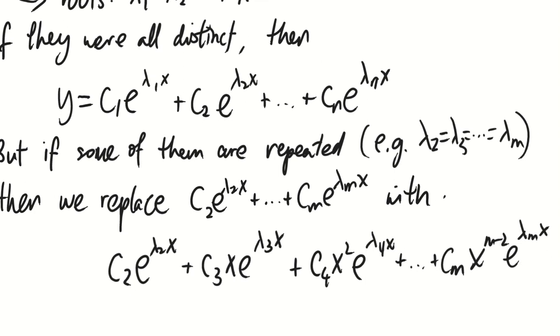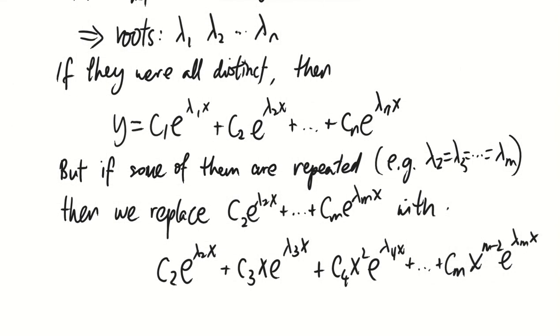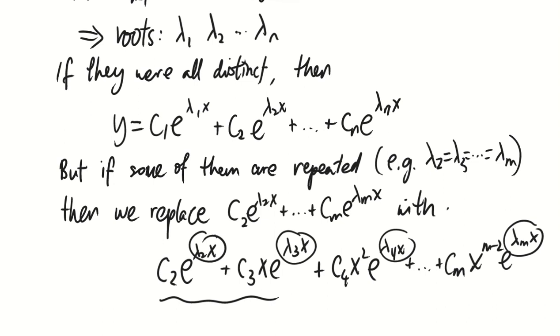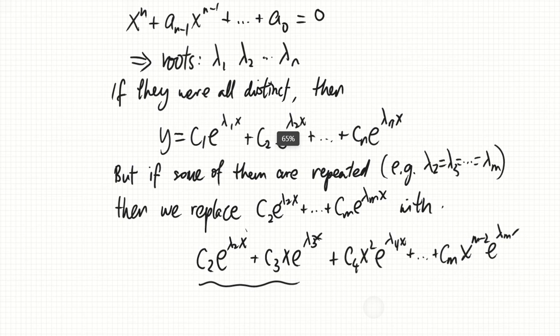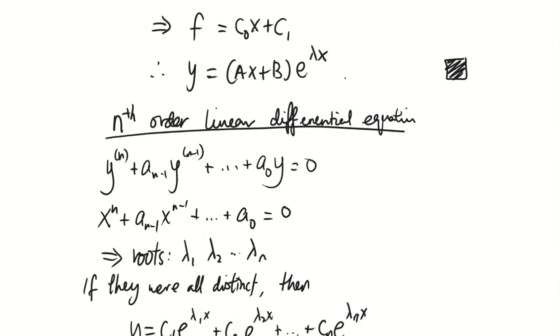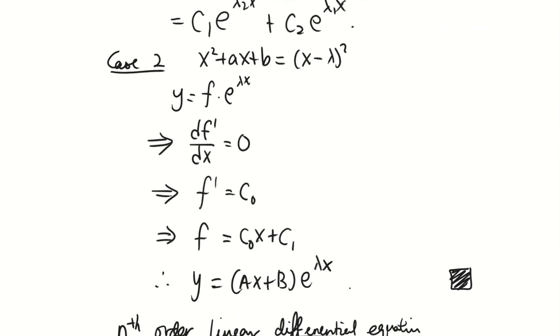So instead of the linear combinations of e to the lambda x, we paste another x to the power k term in front, and of course these are actually the same lambda. I will not prove this general case, but you can prove it by induction if you want. It's completely the same. It's just a very complicated version of the second order version.